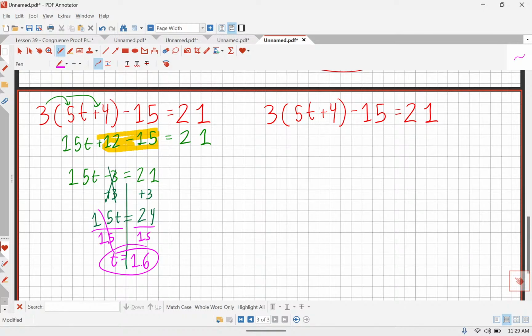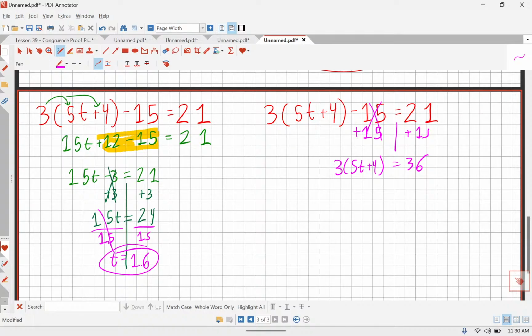Did someone do that Abby's way? Why don't we go, Truman, talk to me about how you did that Abby's way. So first, I did plus 15 on both sides. Because SADMEP says that I have to get rid of the subtraction first. That gives me 3 open parentheses, 5t plus 4 equals 36.